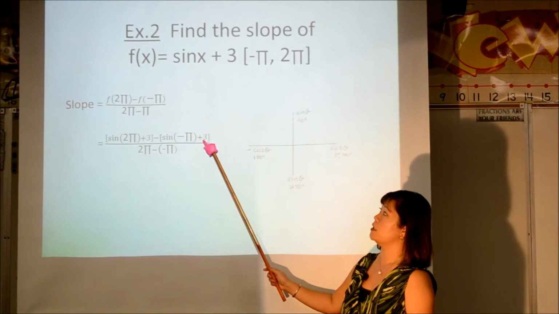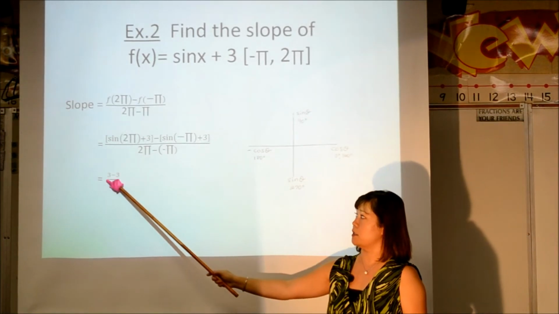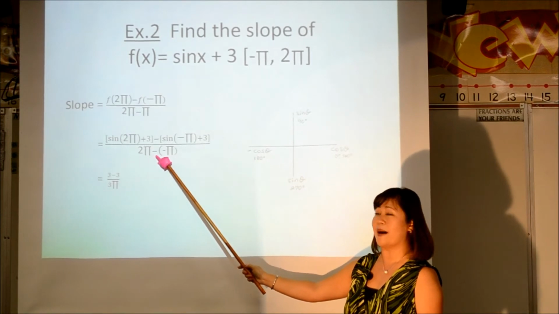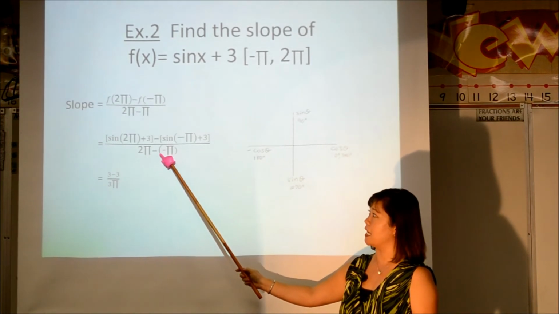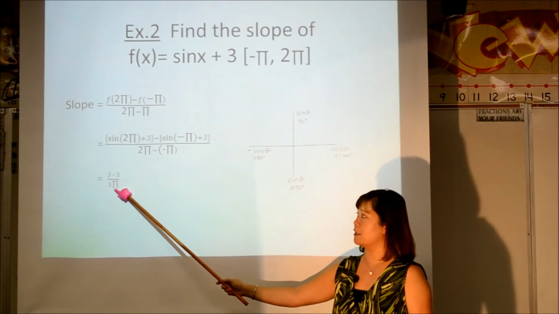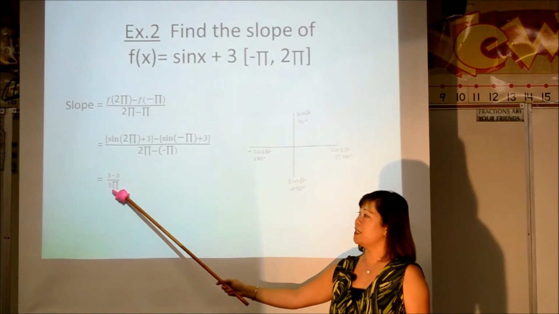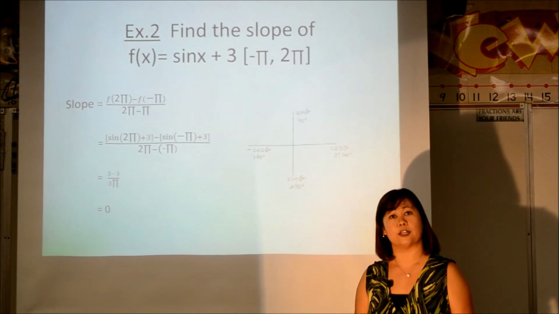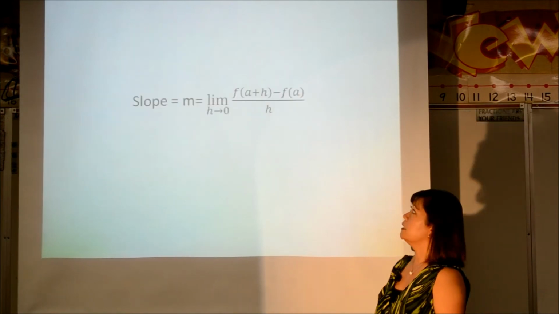0 plus 3 is going to be 3. So that gives us the top part is 3 minus 3. The bottom part right here is 2 pi minus a negative, so that's negative and negative is positive. So you can add on to it, it's going to be 3 pi. But either way, 3 minus 3 is 0, so obviously this whole slope is going to turn out to be 0. Okay? Now the next one.